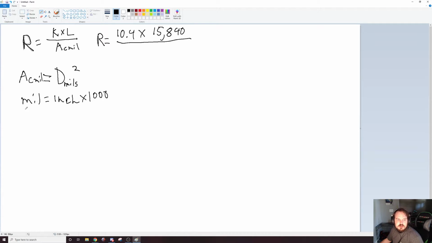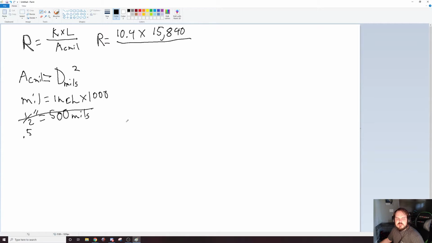So, you have your mils, which is inches times 1,000. So, if you had, for example, a 1/2 inch wire, that would be 500 mils. Because 1/2 inch is 0.5 inches. Then you move the decimal 3 times to get to 500 mils. But they gave us the number of mils, so we don't need to worry about that one right this second.